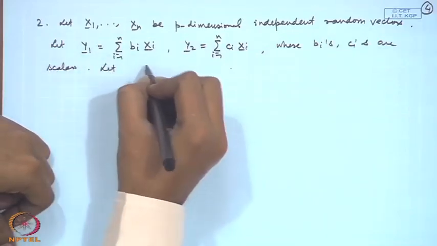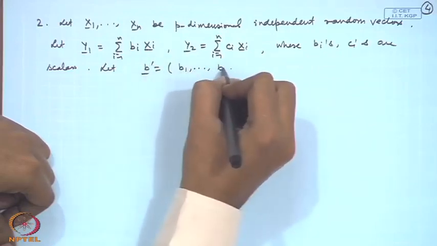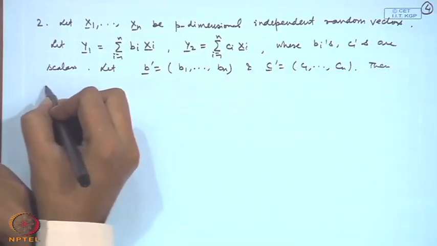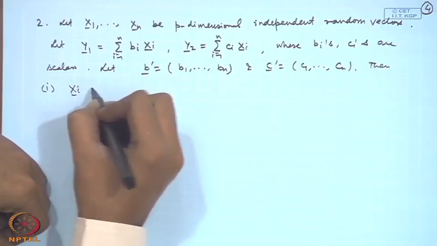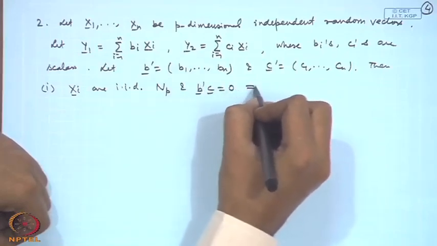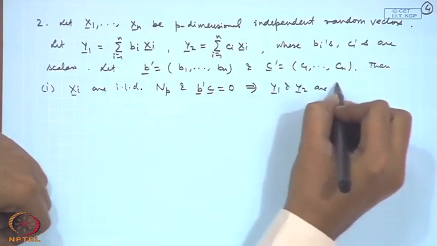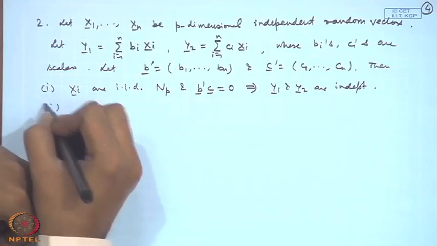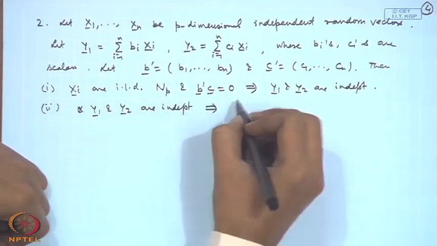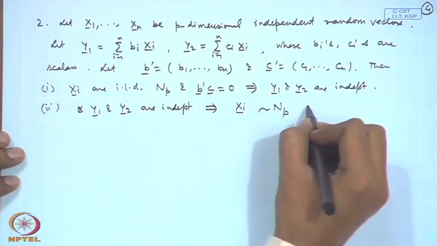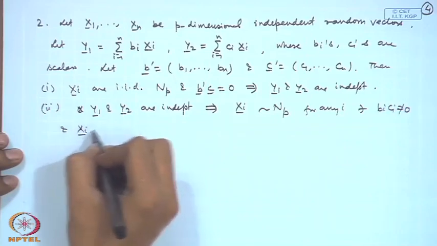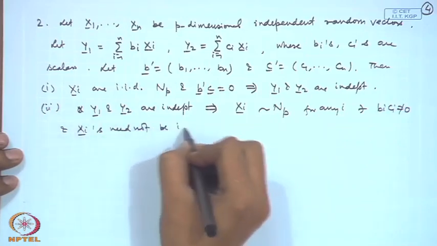Let us consider b as b1, b2, ..., bn and c as c1, c2, ..., cn. Then we have the following: if xi's are iid N_p and b prime c is equal to 0, this implies y1 and y2 are independent. And secondly, if y1 and y2 are independent, this implies that xi's will follow N_p for any i such that bi ci is not 0, and xi's need not be identically distributed.